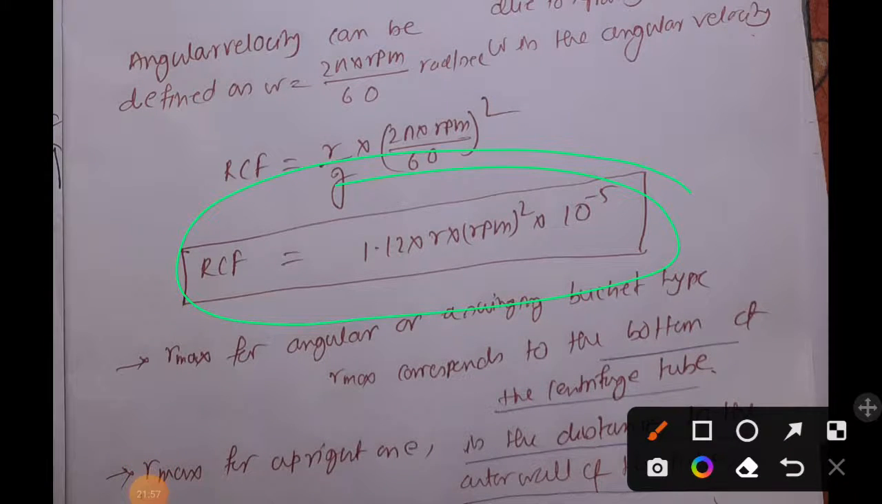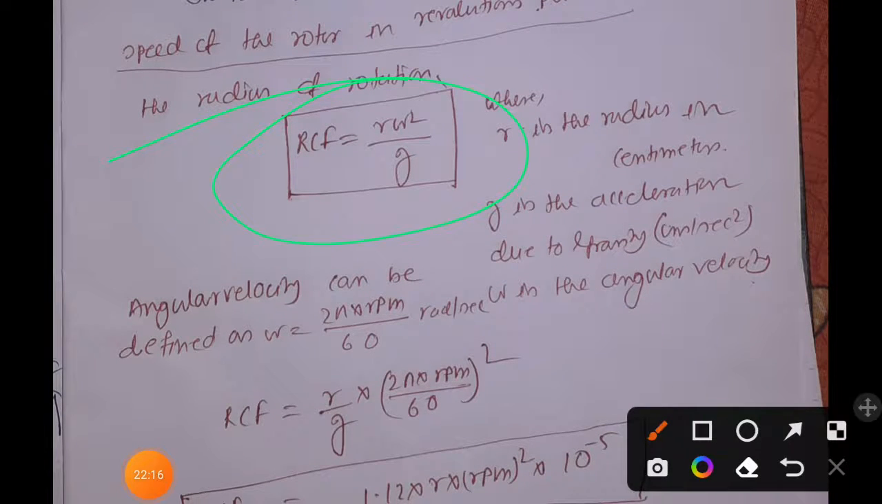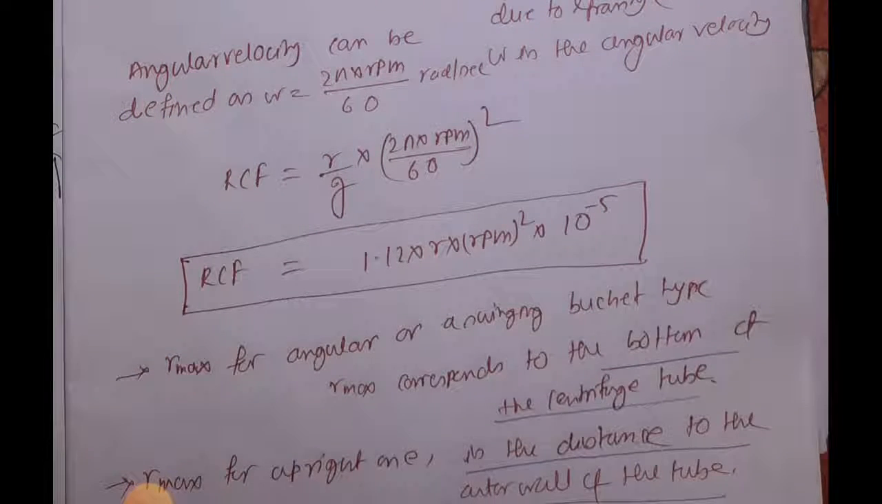You may forget what is the power of 10, either it is -4 or -3 or -5. It is -5, and was it 1.2 or 1.12, right? So instead of doing this, I would recommend you just remember this one and place 2 pi rpm by 60 here, and in place of g you place 980. Then you can get that one.